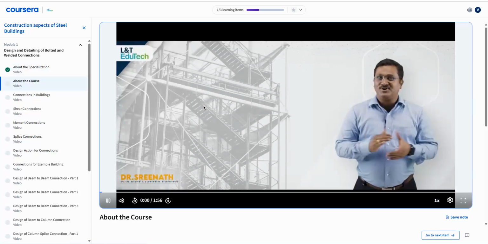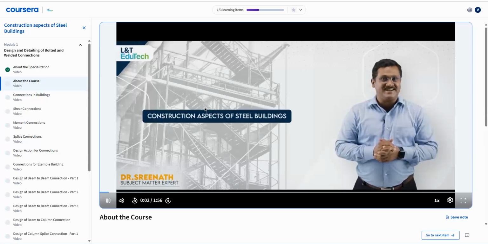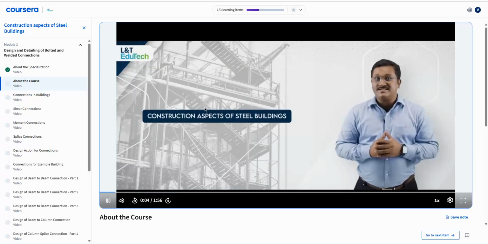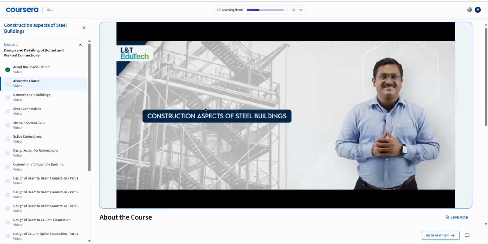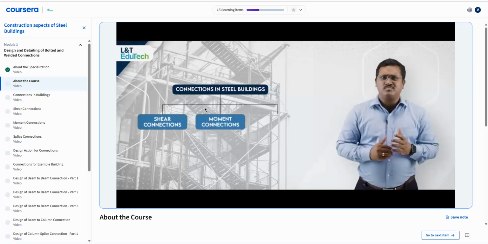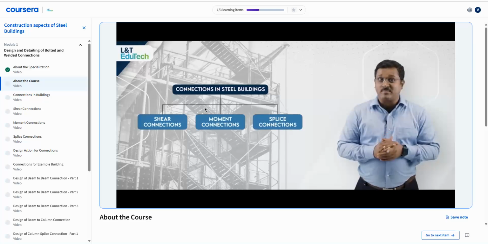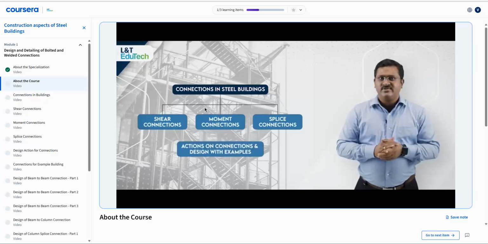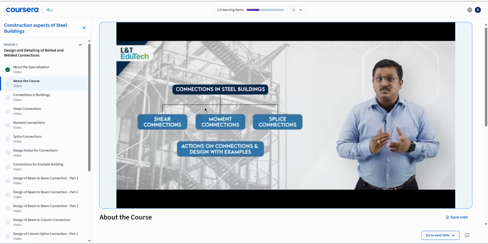Welcome to the course on construction aspects of steel buildings, where we will delve into the nuts and bolts of building with steel. We'll start with the heart of it, connections. Shear, moment and splice connections form the backbone of our structures. We'll discuss the design actions and explore examples for clarity.